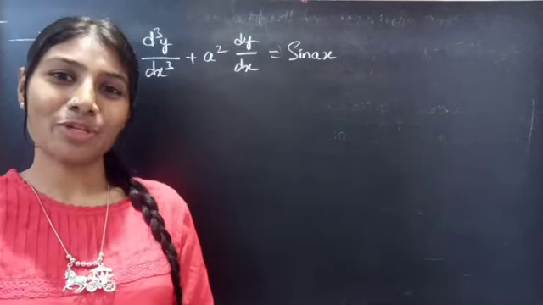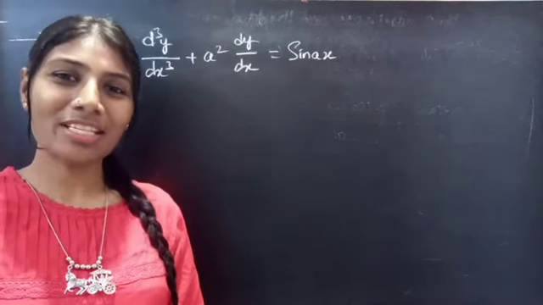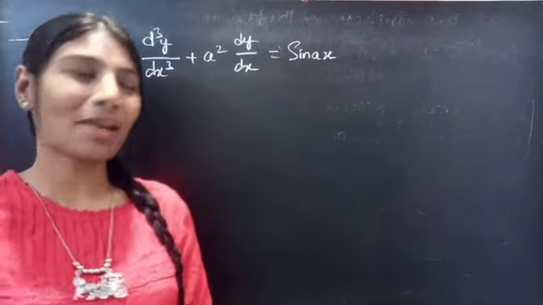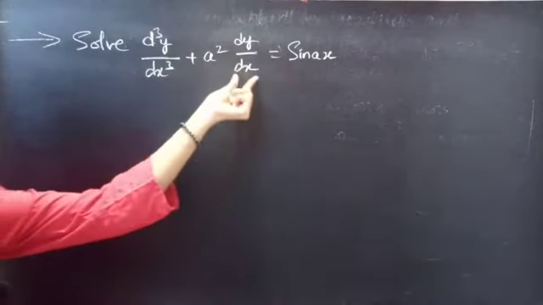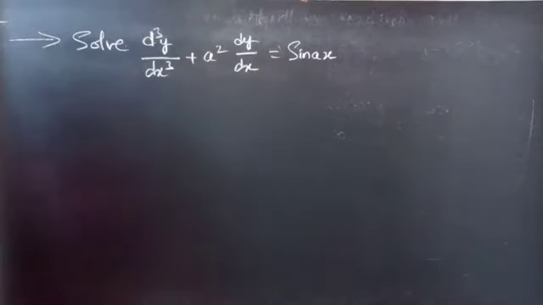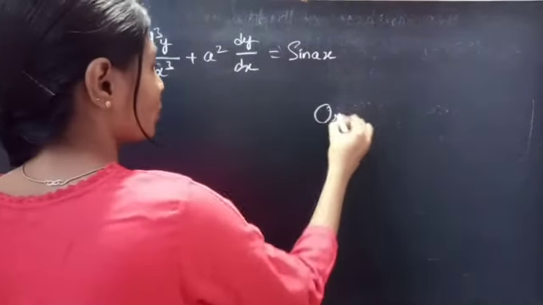In this video, we are going to solve a differential equation from higher order linear differential equations. So let's get going. Problem: solve d cube y by dx cube plus a square dy by dx equals to sine ax. Firstly, let's find the order and degree of the given differential equation.